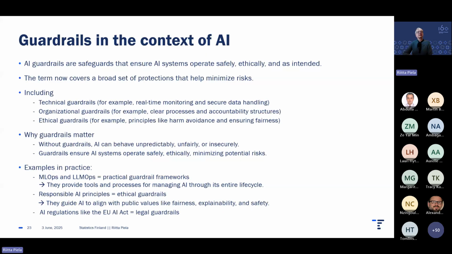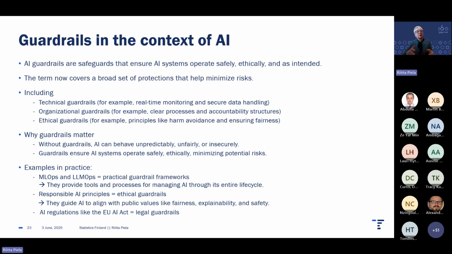And then we come to these guardrails in the context of artificial intelligence. So AI guardrails are safeguards that ensure AI systems operate safely and ethically, and operate as they are intended to operate. The term now covers a broad set of protections that help minimize and mitigate these risks. They can be technical guardrails, organizational guardrails, or ethical guardrails. And why do these guardrails matter? Because without them, AI can behave unpredictably. So guardrails ensure that AI systems operate safely, ethically, and minimize these potential risks.